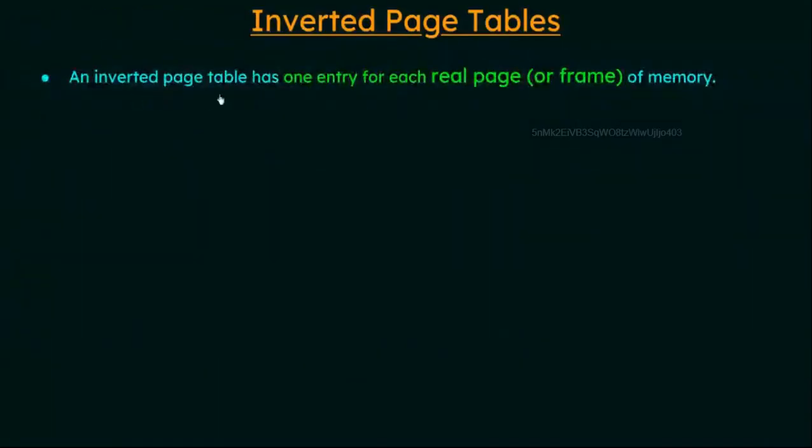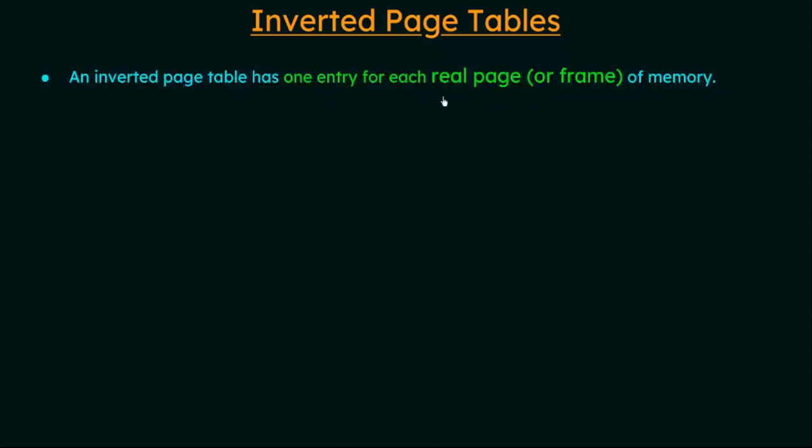Here, an inverted page table has one entry for each real page or frame of memory. Like I explained in the previous slide, the pages of the processes, though they are there in the page table, does not necessarily mean that those pages are loaded onto the memory. So in inverted page tables, instead of maintaining information of all these pages, we will maintain only one entry for each real page or frame of memory. That means if a particular page is in the main memory, present in a particular frame, then for that frame we will maintain an entry in the page table. So this is the difference here.